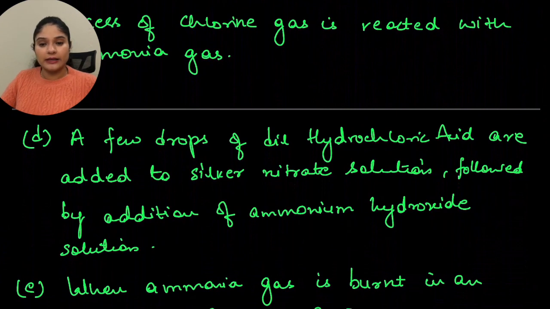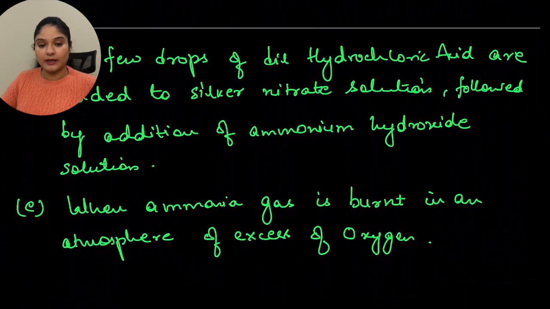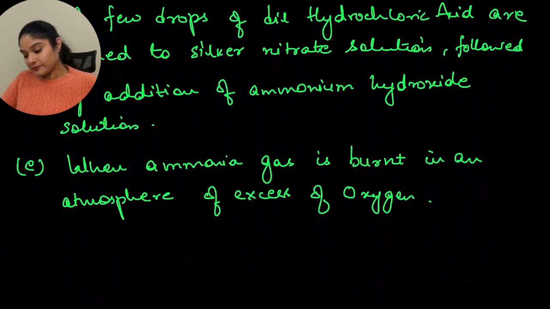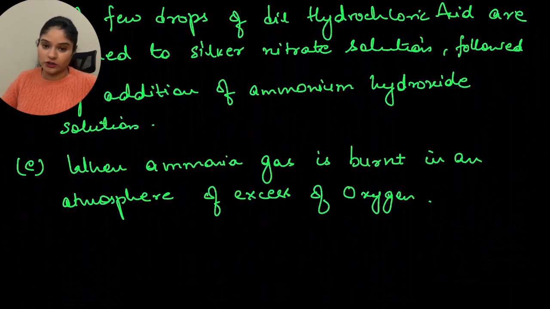Then the next is, a few drops of hydrochloric acid are added to silver nitrate solution, followed by addition of ammonium hydroxide solution. So a white precipitate appears which is soluble in excess of ammonium hydroxide. Then the next is, when ammonia gas is burnt in an atmosphere of excess of oxygen, you get a greenish flame. That would be your observation.